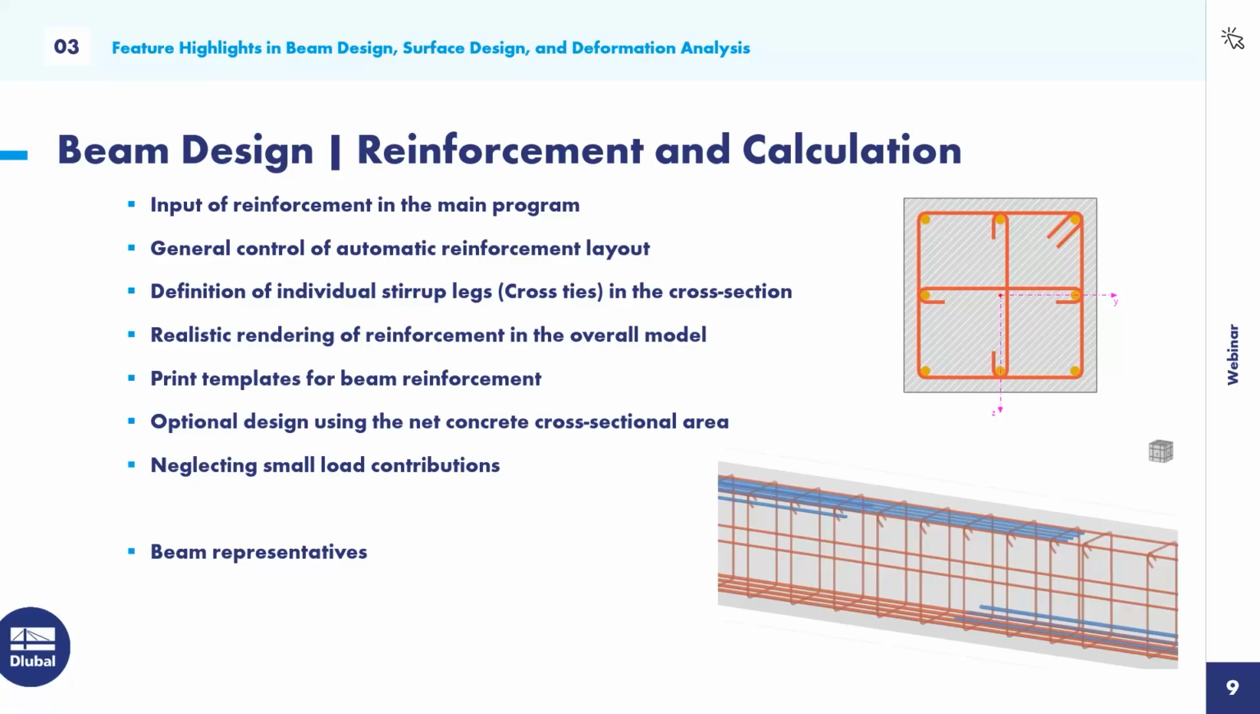So the next feature highlight, a special highlight in the beam design, is the input of our reinforcement. I showed it before a little bit. The reinforcement is now definable in our main program in RFEM 6. It's not in the add-on like it was in RFEM 5. In the add-on, you defined it in a small window. It was not editable in the main window. It was not usable for other designs. So now we are working in the main table.